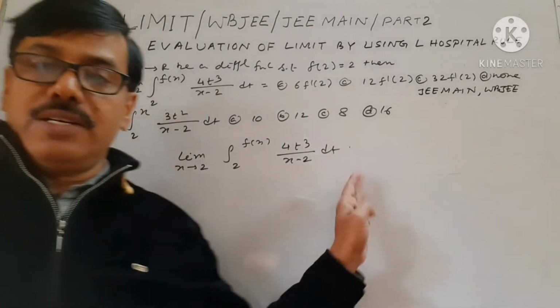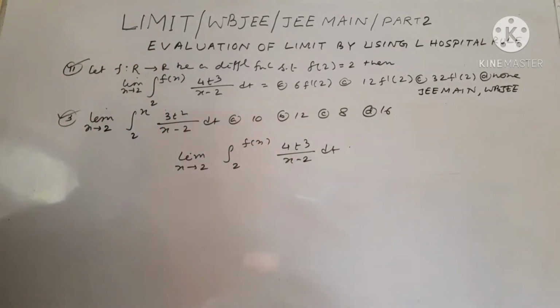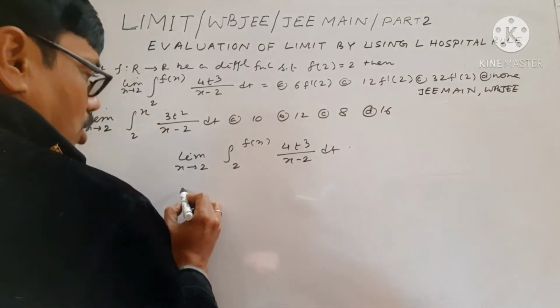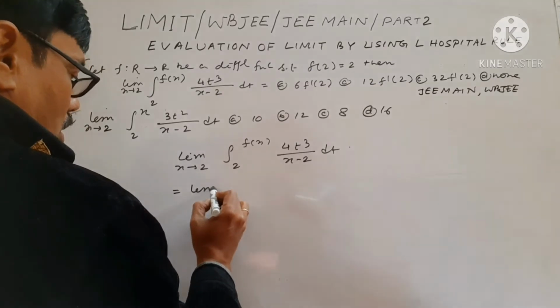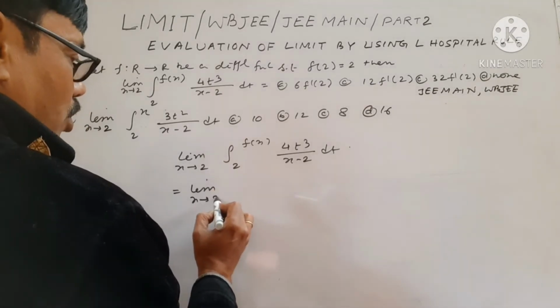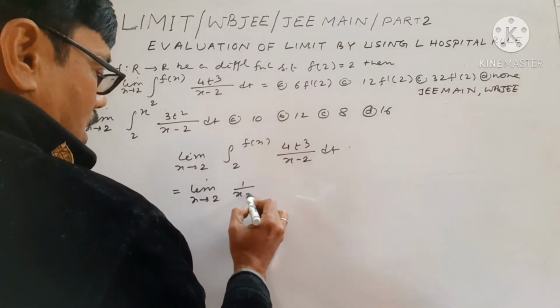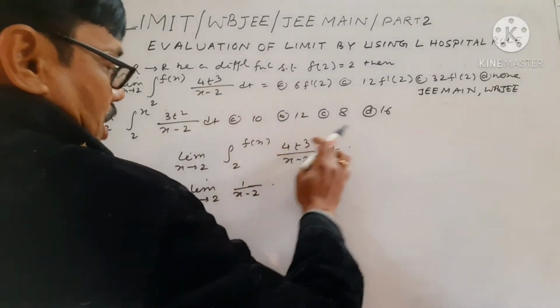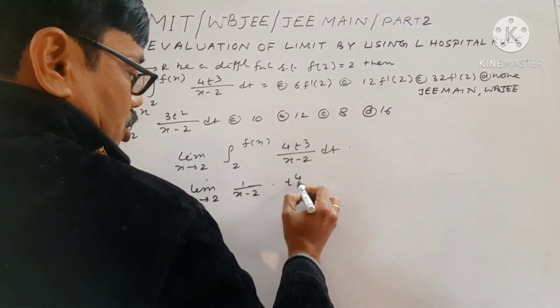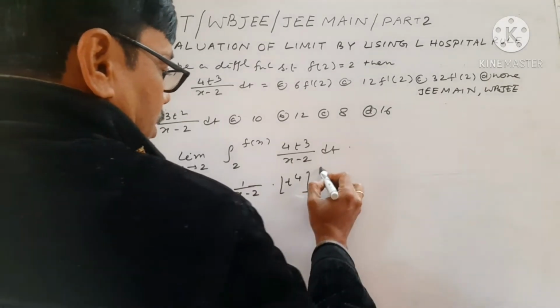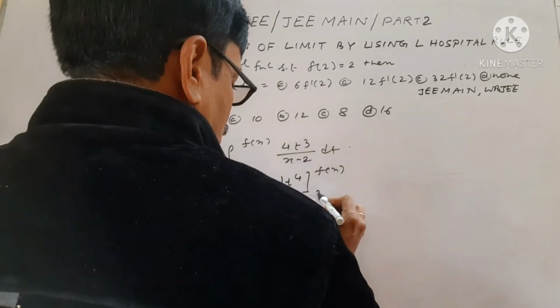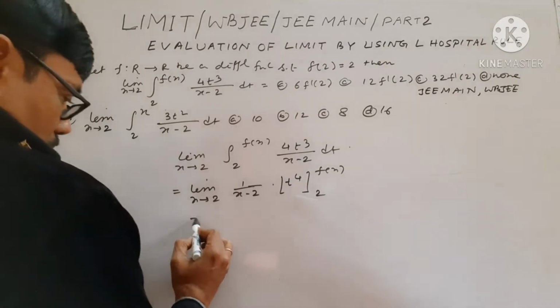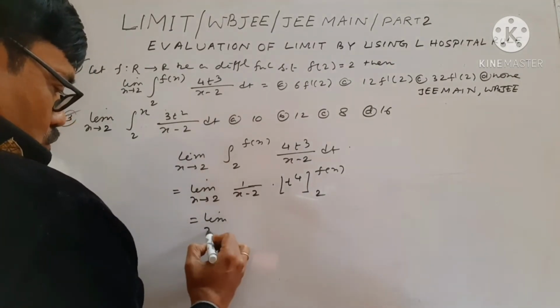Now the integration depends on t, so 1 by x minus 2 is independent of it and stays unchanged. The integral of 4t cubed is t to the power 4, evaluated from 2 to f(x). Now take the limit as x tends to 2.